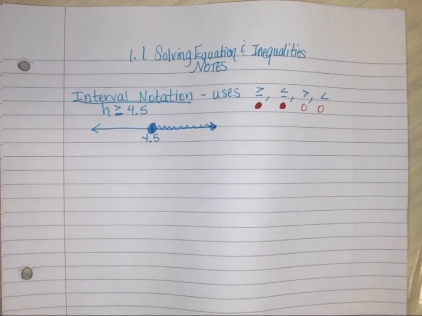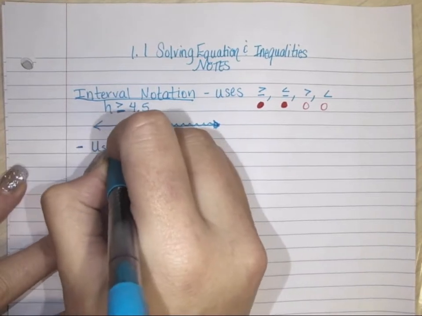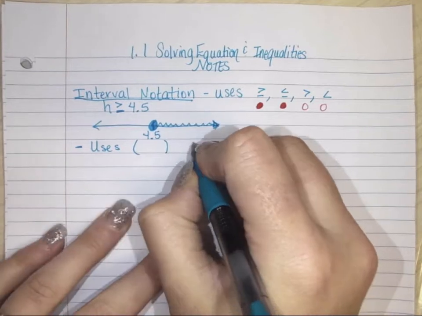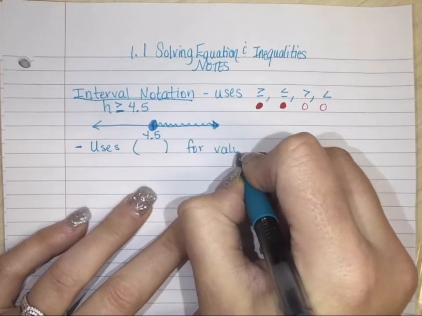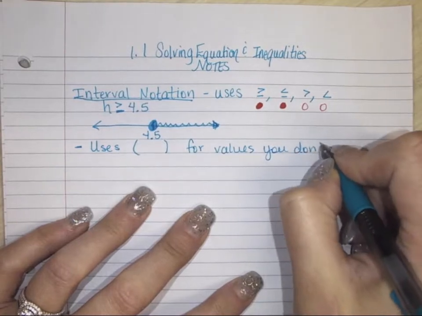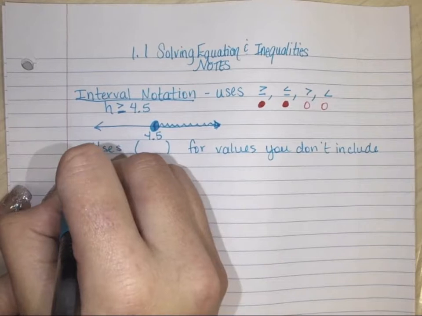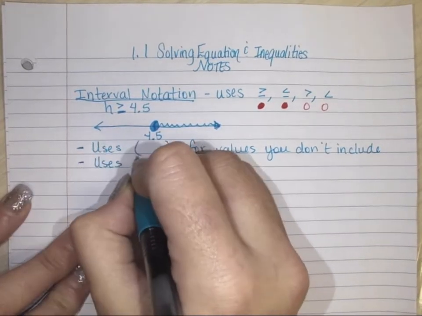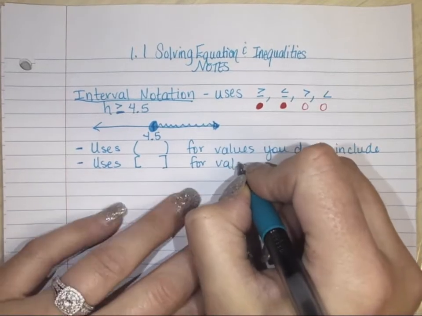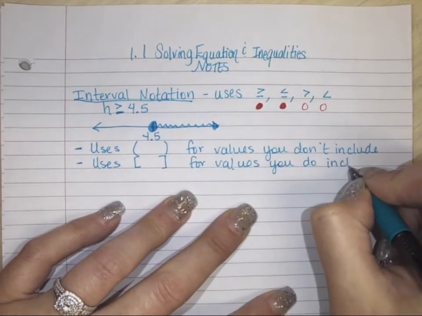All right, so let's practice with interval notation. Interval notation also uses parentheses for values you don't include. It uses brackets for values you do include.